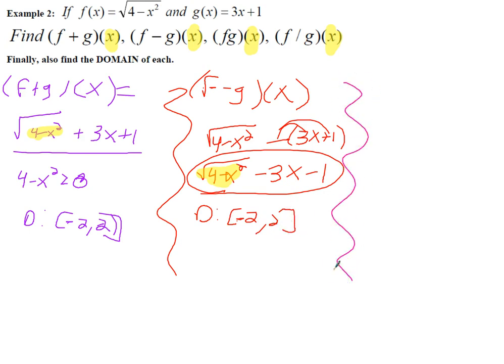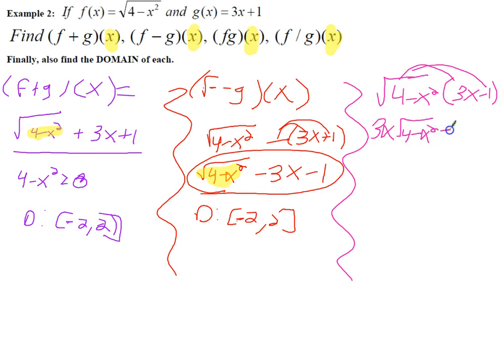Next, we are going to look at f times g of x. So we are going to do f of x, which is the square root of 4 minus x squared, and we are going to multiply that by 3x plus 1. So now we are going to distribute, so there'll be 3x root 4 minus x squared plus root 4 minus x squared. Again, our domain stays exactly the same. We can't have a negative number under the square root, so we'll still be -2 to 2.